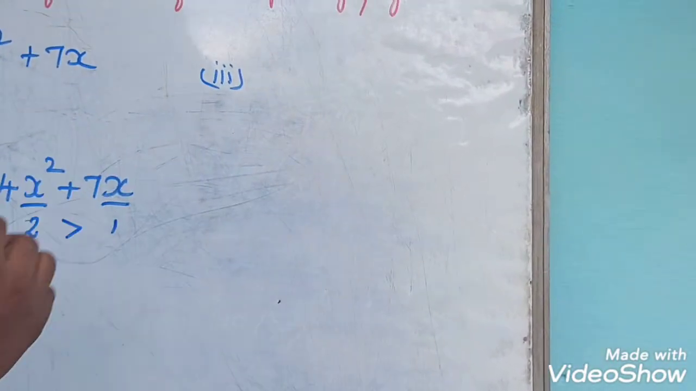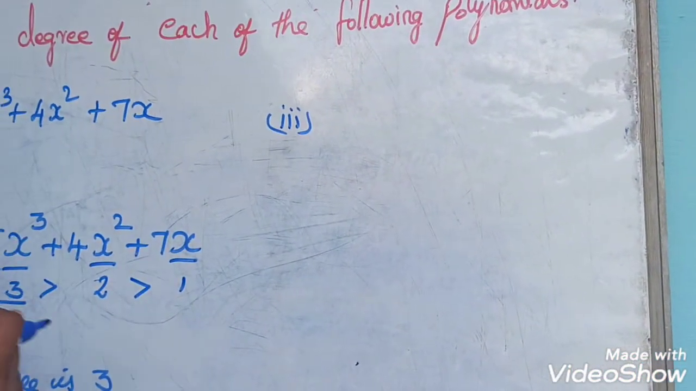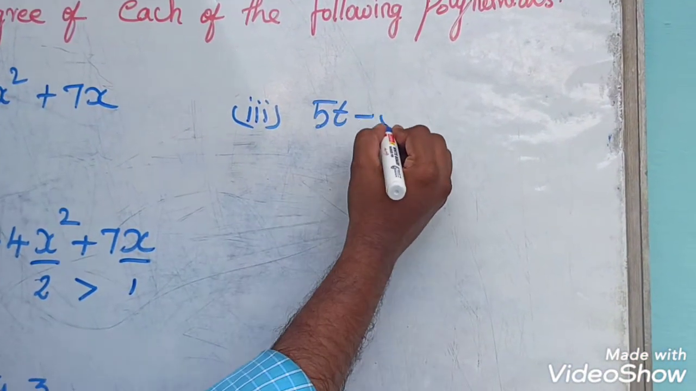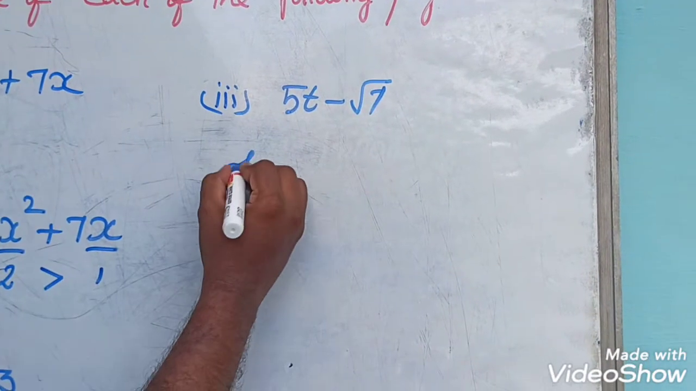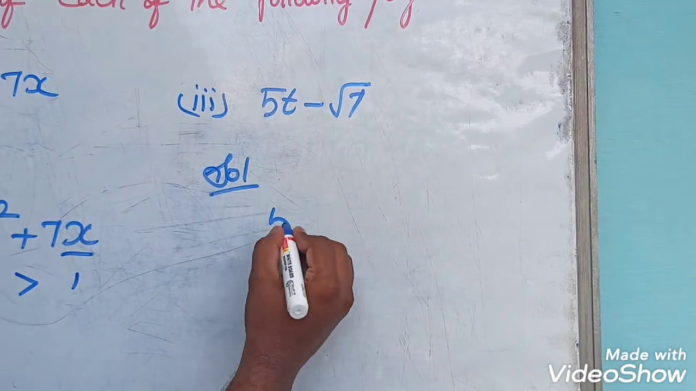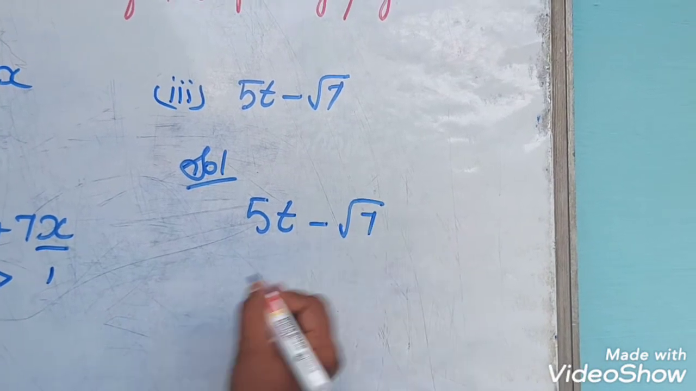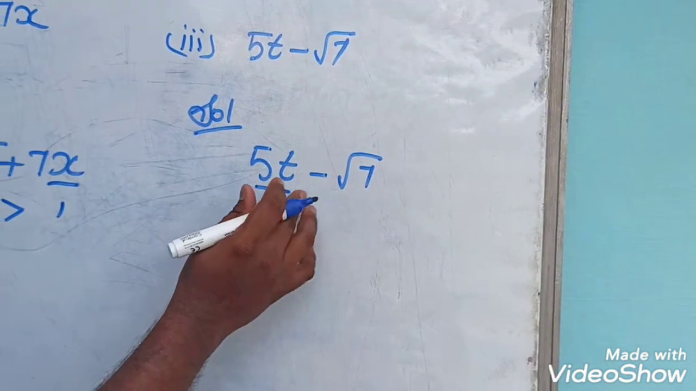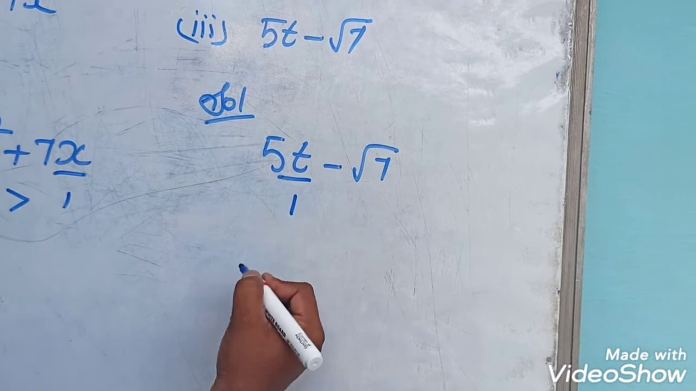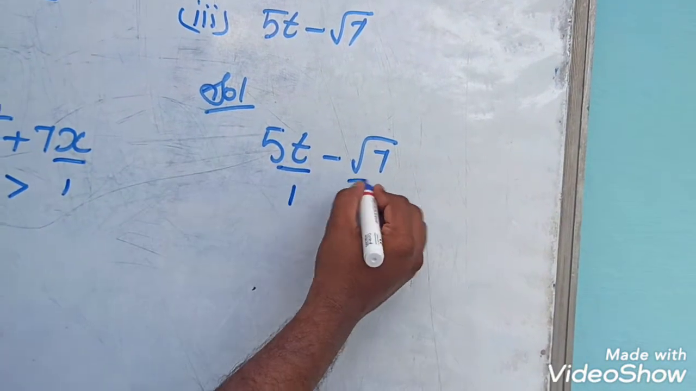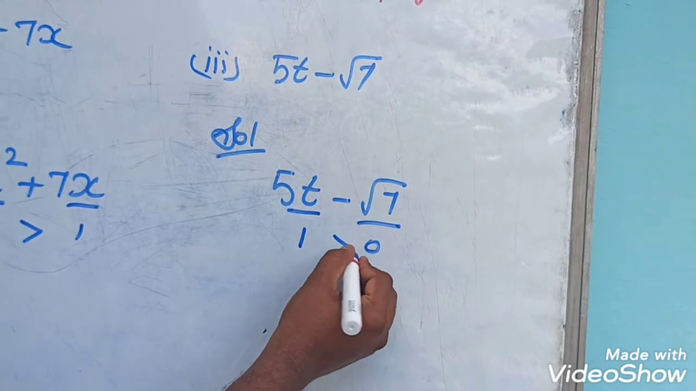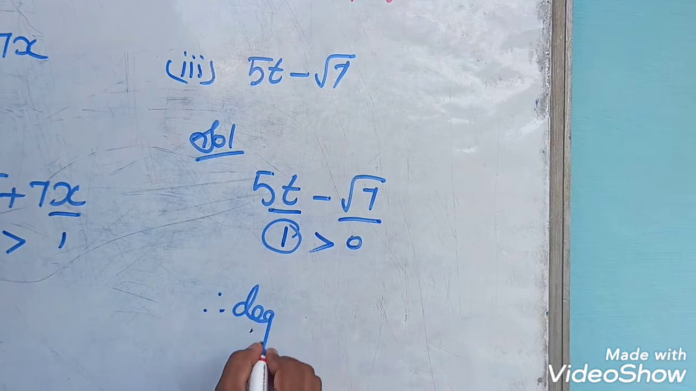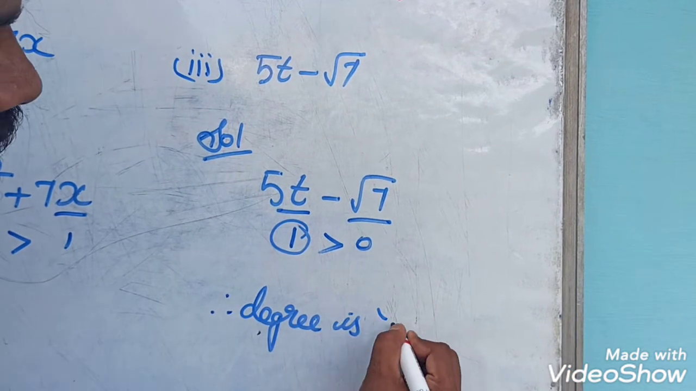So next we move on to question number 3. The remaining questions you do as your homework. The second question, do it as your homework, and other than 3, you do it as your homework. So here 5t minus root 7. Here only one term contains a variable, so the degree of t is 1. You already know that the degree of a constant is 0. So 1 is greater than 0. The highest exponent of the expression is the degree. Therefore, what is the degree of this expression? Degree is 1.